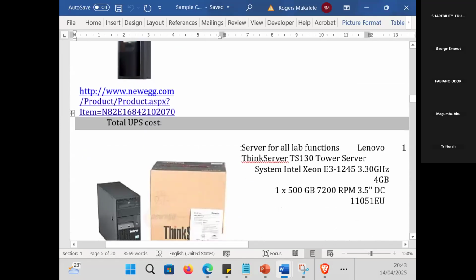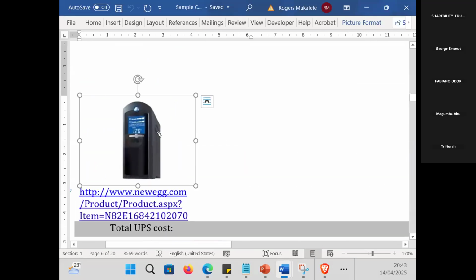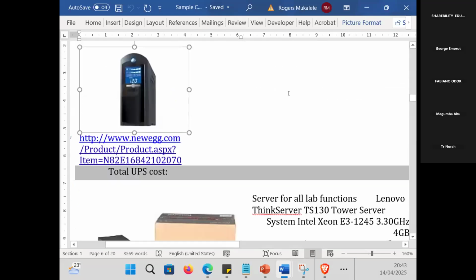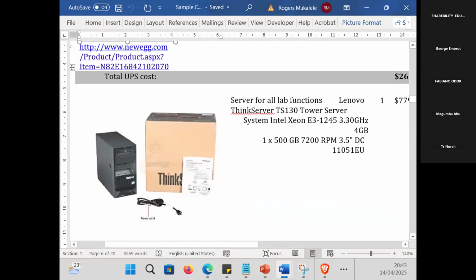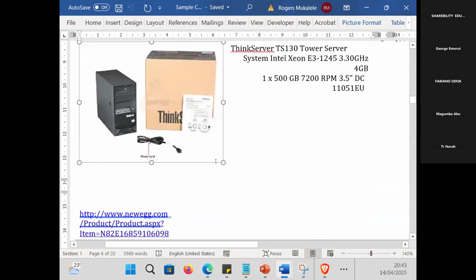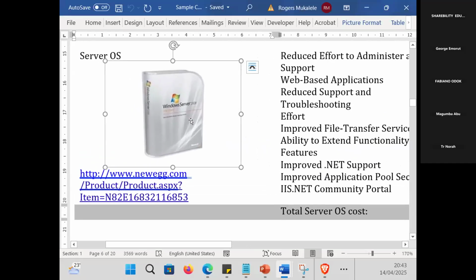And then we have a UPS. UPS is important for power surges because you may realize that power goes off badly, but the server or some of these computers need to be protected so that they don't fail. Hard disks can fail. So we have all these things. Now, those are hardware. Now, when it comes to the software, you may need to set up a server operating system for the other main computer.